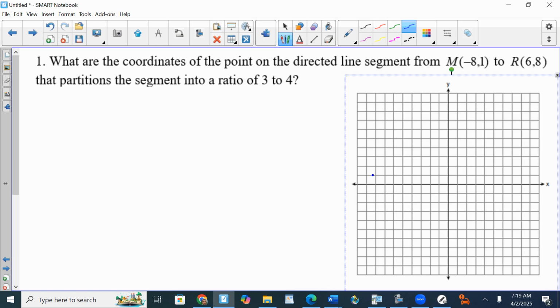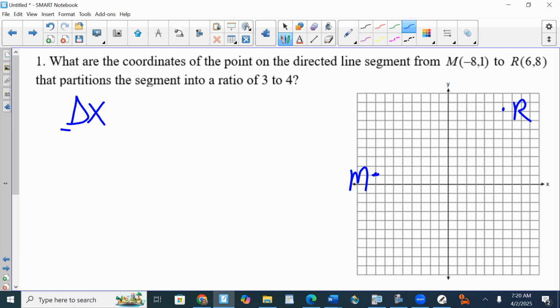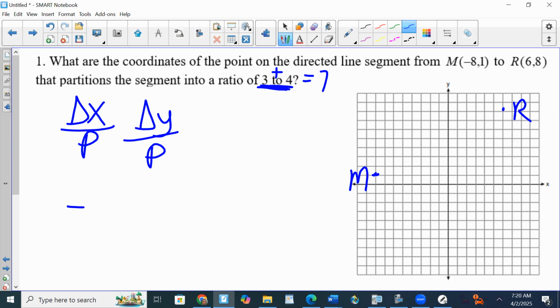I've got M is negative 8, 1. I've got R is 6, 8. Very, very commonly asked question. Not hard whatsoever as long as you know how to do it. Delta X over P, delta Y over P. Key, you're adding together the parts of the ratio, so 3 plus 4 is 7.